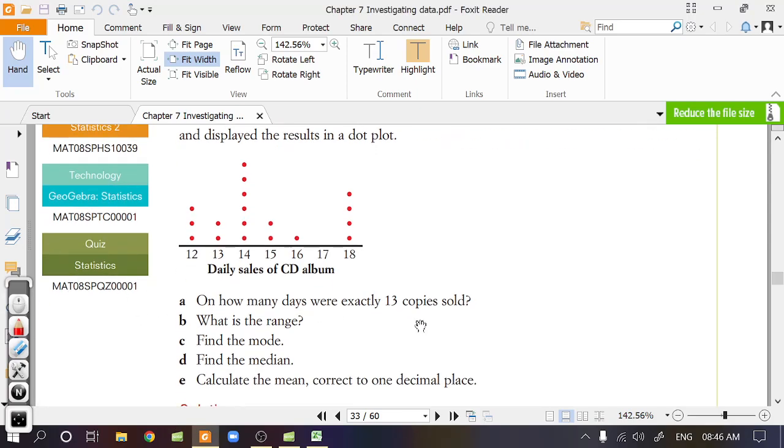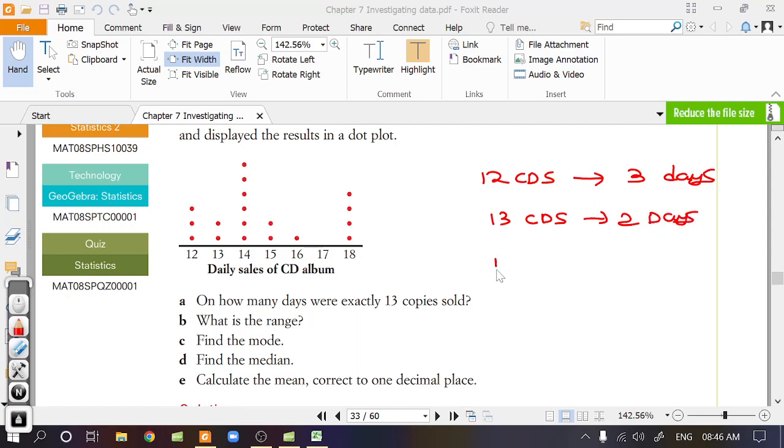Now if you want for clarity, you can write it actually. 12 CDs, 3 days it happened. 13 CDs, 2 days it got sold. 14 CDs, 6 days. 15 CDs, 2 days. 16 CDs, 1 day.